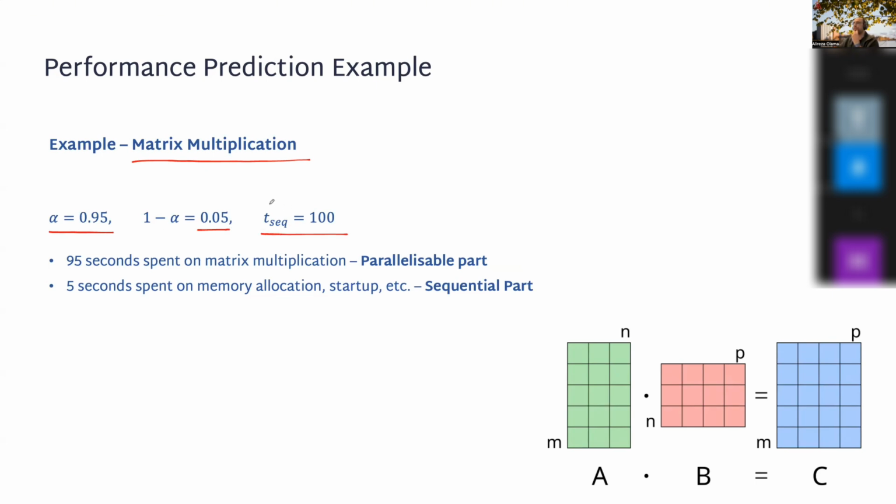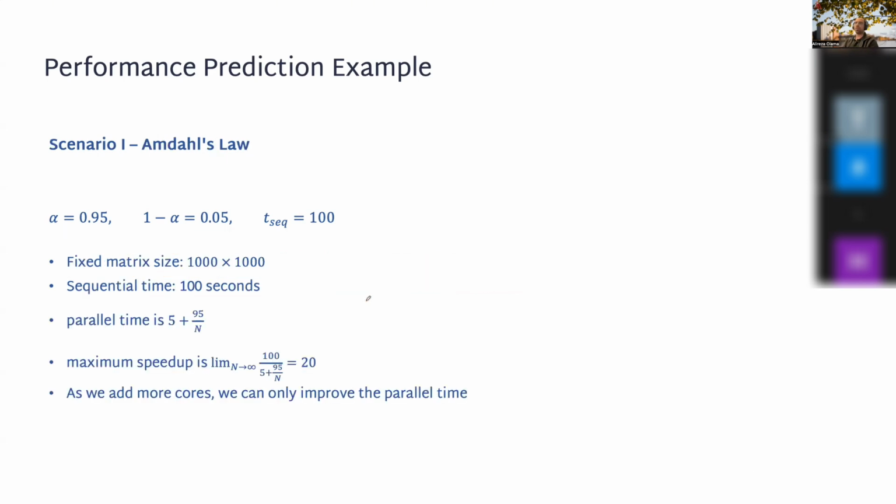And the sequential time is 100 seconds, right? So 95 seconds is spent on the matrix multiplication part, which is the parallel part, and 5 seconds is spent on the serial part, which is like memory allocation, the startups and initialization, things like that. So let's see what the prediction is by this Amdahl's law.